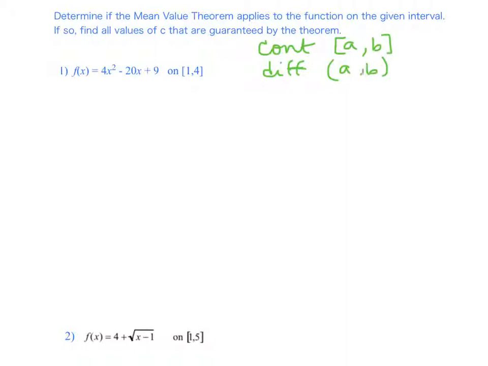Now notice the difference in those markings. Continuous is over the closed interval A to B. Differentiable is over the open interval A to B. All right, so let's look at our first example.